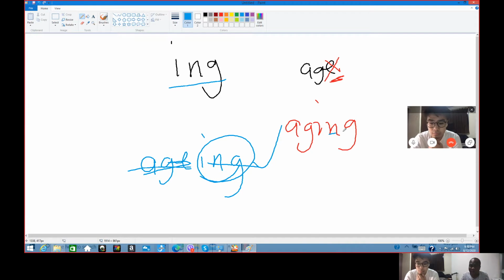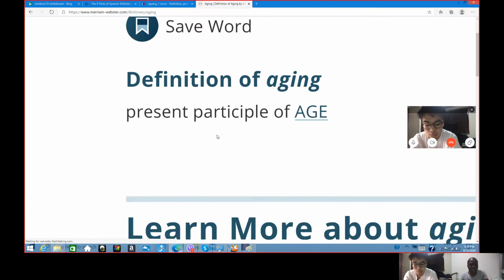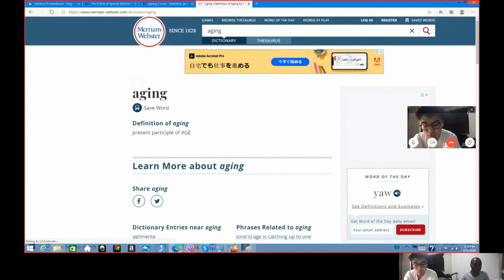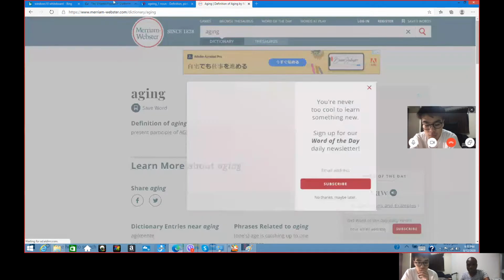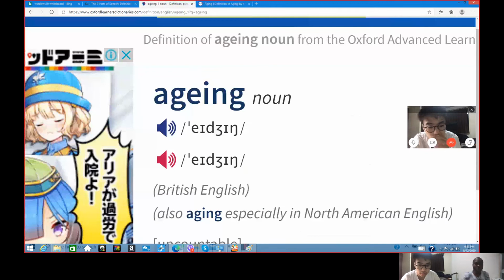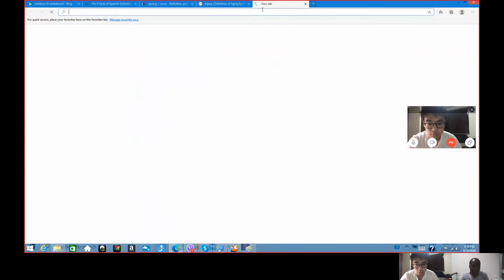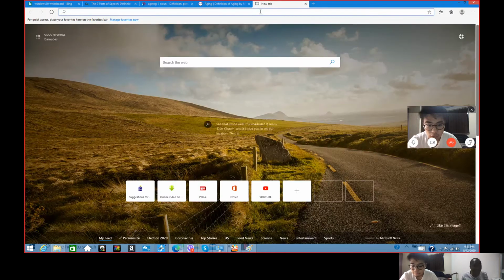We call it gerund. Maybe I've taught you this one before. Gerund means nouns with ing. So when I go to the dictionary, it will tell you that this one is a noun. Look at it: aging. The dictionary will tell you it's a noun. Let me go to the correct noun. Can you see? Aging, noun. So we call this one ing noun. Ing nouns are called gerund. So gerunds are nouns with ing.